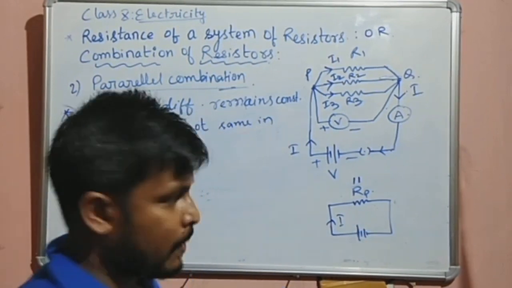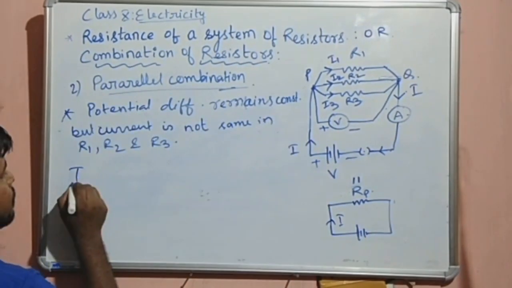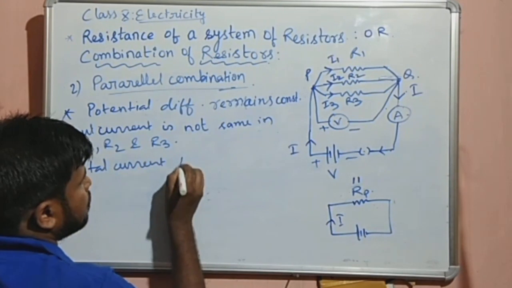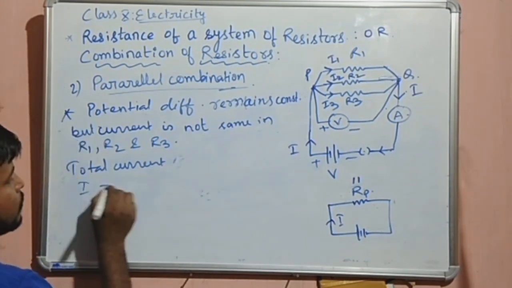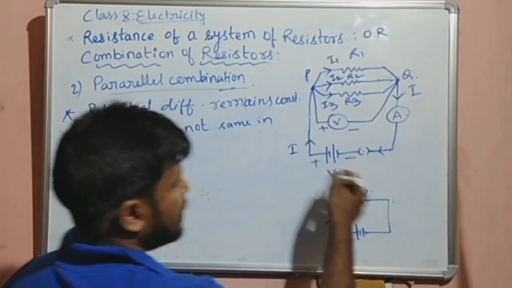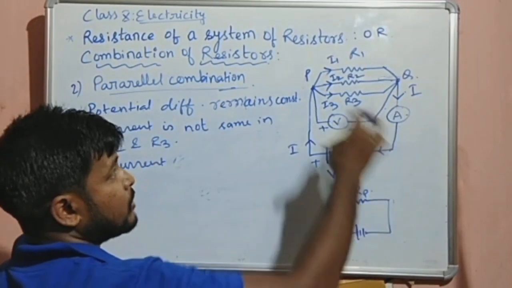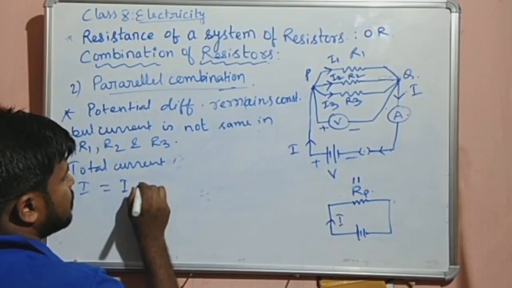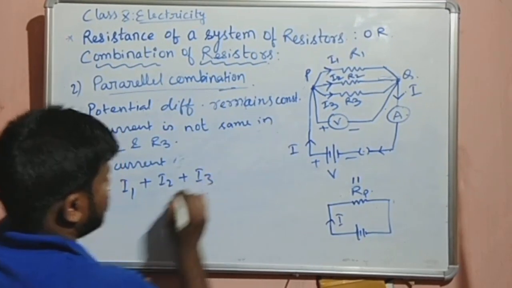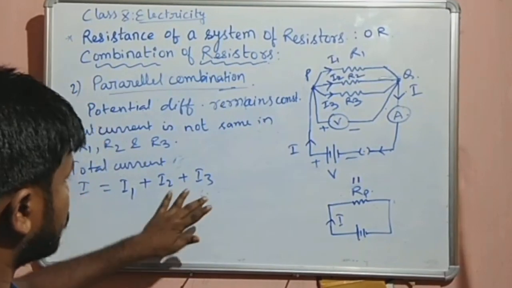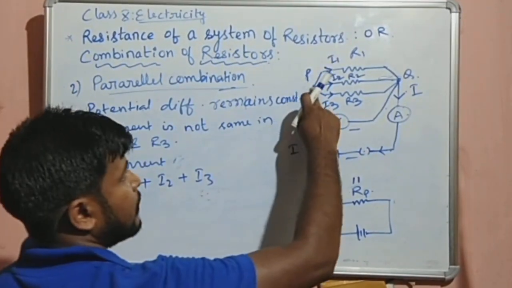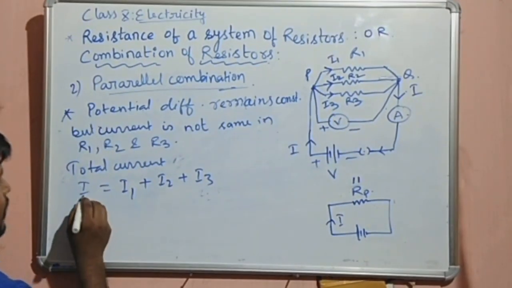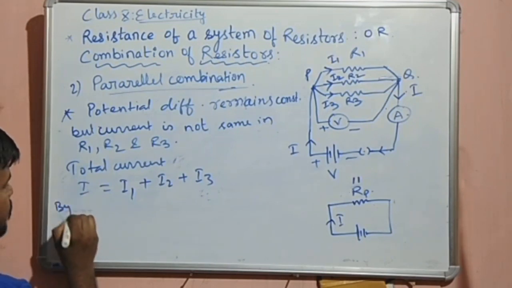So how much current will flow here? I, the total current flowing through the circuit. I current is flowing from the battery, and it gets divided in three branches, so I is equal to I1 plus I2 plus I3. The sum will be, for example, 10 ampere total, like 5, 3, 2. So here I use Ohm's law.